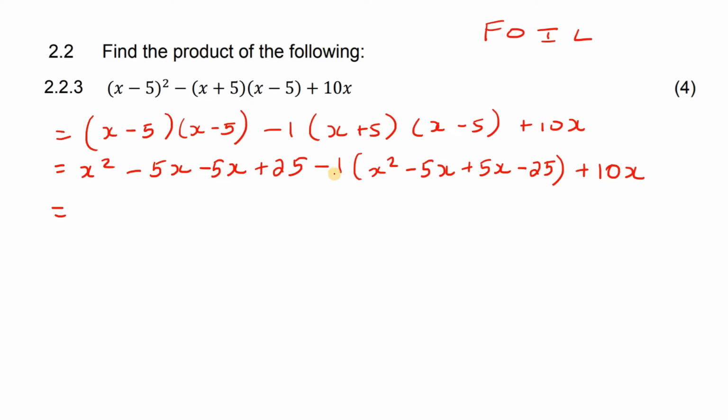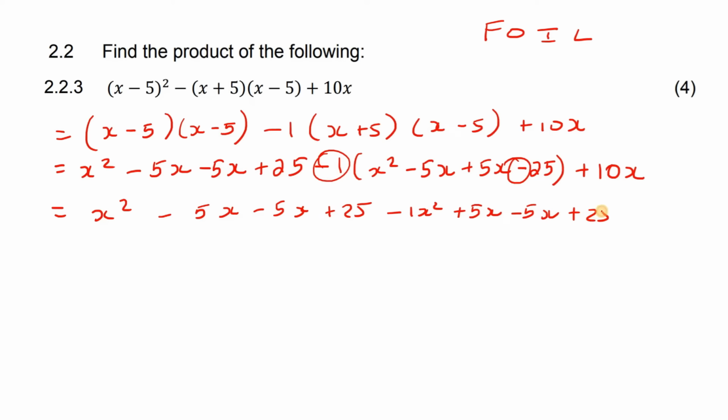In our next step, I would just like to multiply this negative 1 inside. So that's going to give you x squared, take away 5x, take away 5x, add 25. Okay, now we're going to put the minus 1 inside. So it's going to become minus, you can even say minus 1x squared if you want. And then a minus and a minus becomes a plus. So that'll become plus 5x. And then a minus and a plus will become a minus 5x. And then a minus and a minus becomes a plus. And then plus 10x. Okay, so now we don't have any brackets.